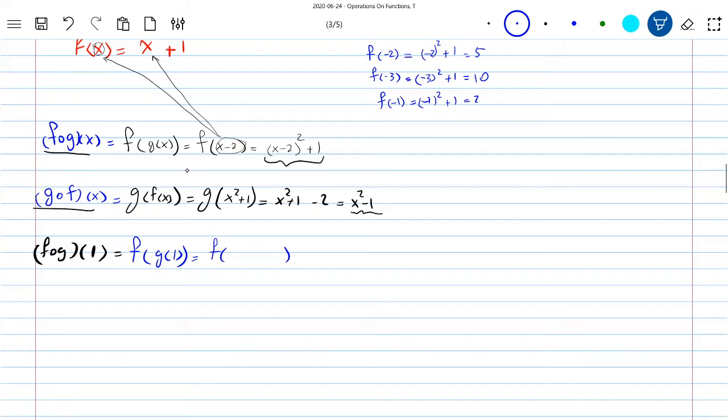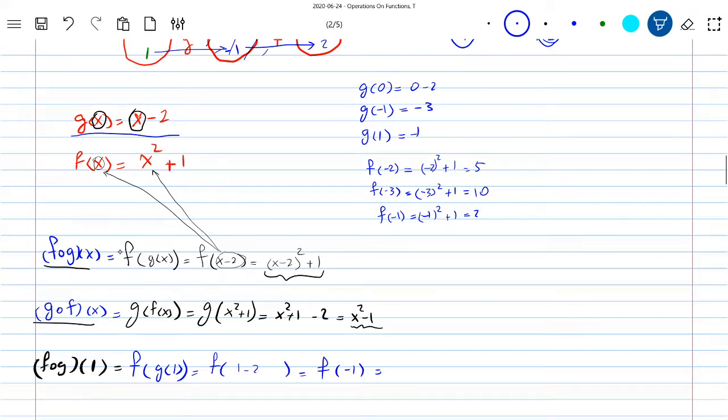You'll get 1 minus 2. Actually, you don't need to write this step, but I'm going to write it this way. 1 minus 2 is negative 1. You can always simplify the inside. I replaced the 1 into the function g, and I got negative 1. So now the question is, what is f of negative 1? Into the function f, replace negative 1. What you get is negative 1 squared plus 1.